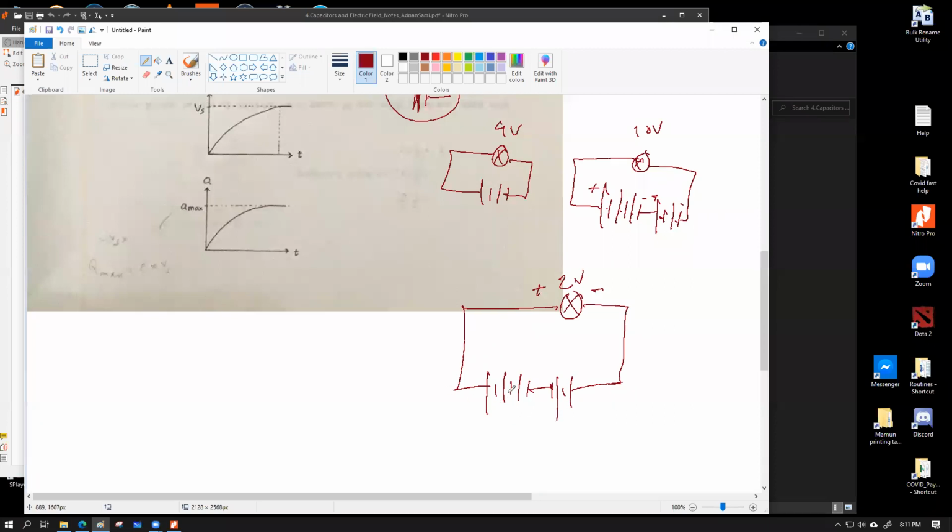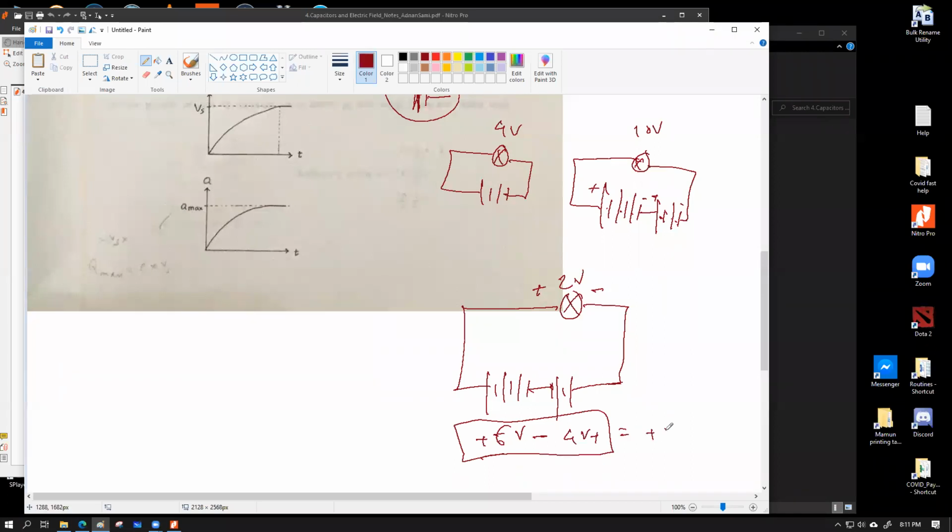What is happening? This battery is overpowering the effect of this battery. So this battery has a total potential of 6 volt, that is positive on this side, and this battery has a potential of 4 volt, that is positive on this side. Because they are connected in reverse polarity, if we do the total sum of the EMF, we actually have to subtract them.